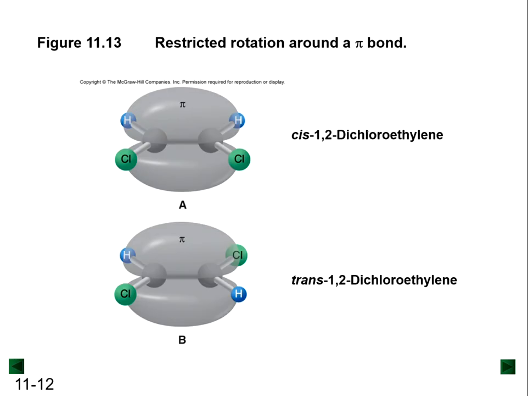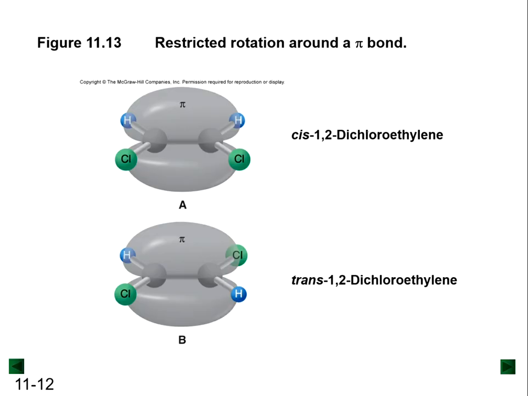Now we consider an interesting case of two molecules of what are called dichloroethylene. So this molecule is C2H2Cl2. Each molecule has one carbon-carbon bond, two carbon-hydrogen bonds, and two carbon-chlorine bonds. And each carbon atom in both molecules has one carbon-carbon bond, one carbon-hydrogen bond, and one carbon-chlorine bond. But the two molecules are different, and they don't interconvert.